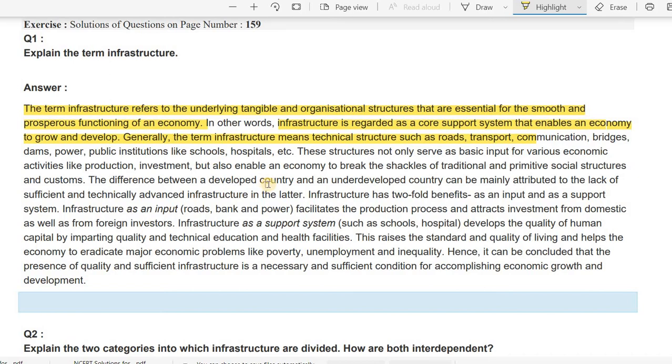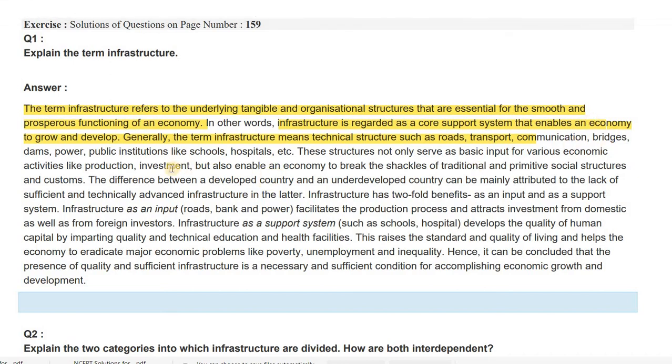These structures not only serve as basic input for various economic activities like production, investment, but also enable the economy to break the shackles of traditional primitive social structures and customs. Then it is working as basic inputs for production, investment, etc. Okay, the difference between a developed country and an underdeveloped country can mainly be attributed to the lack of sufficient and technically advanced infrastructure in the latter.